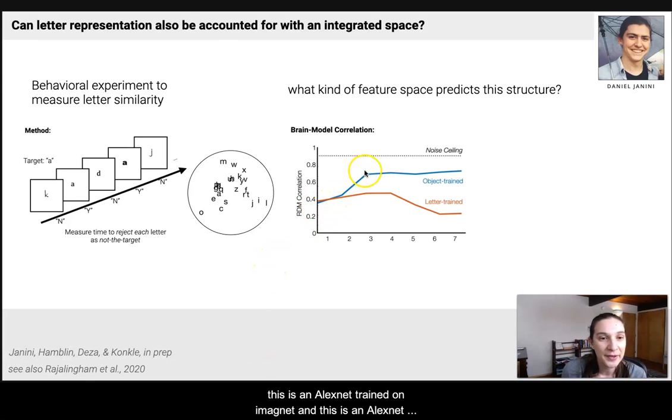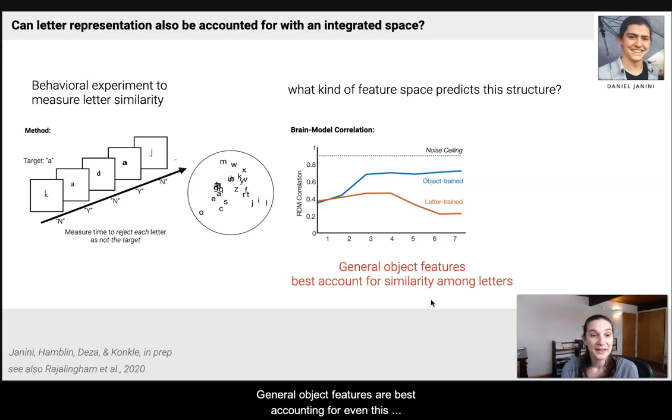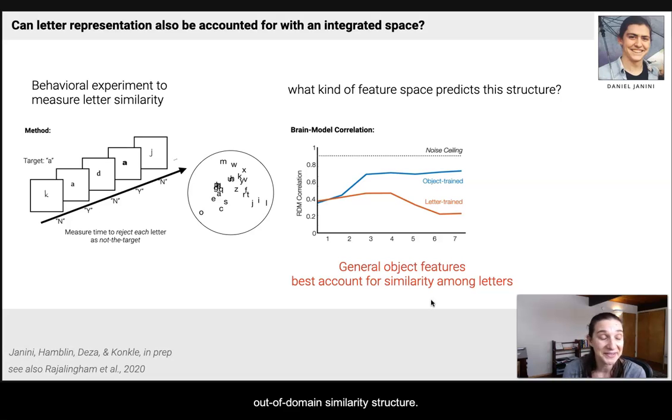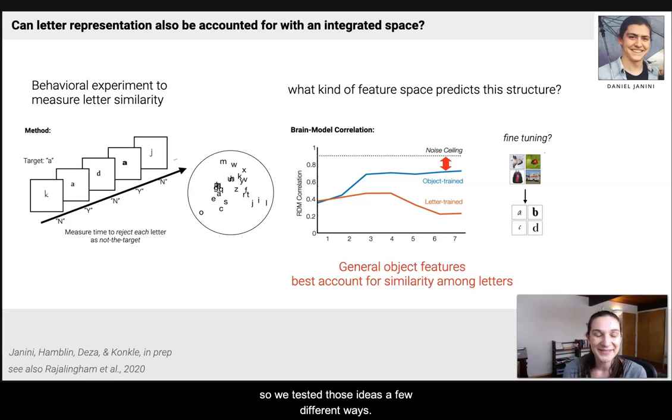So we trained a model. This is an AlexNet trained on ImageNet, and this is an AlexNet trained on letters. And in general, it's the object-trained network that does a better job predicting the similarity among these letters than even the letter-specialized network. General object features are best accounting for this even out-of-domain similarity structure. But there's a little bit of room between the model and the noise ceiling of the data. Maybe that's a little bit of letter specialization. So we tested those ideas a few different ways.